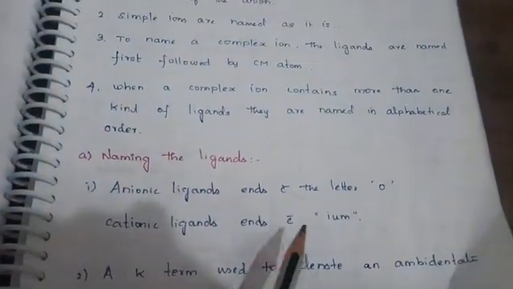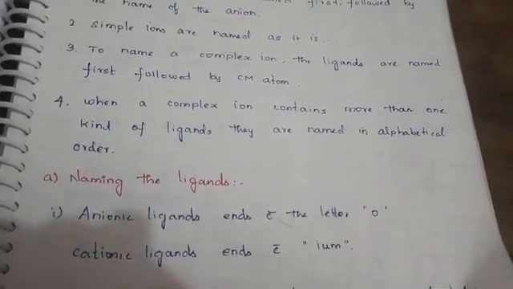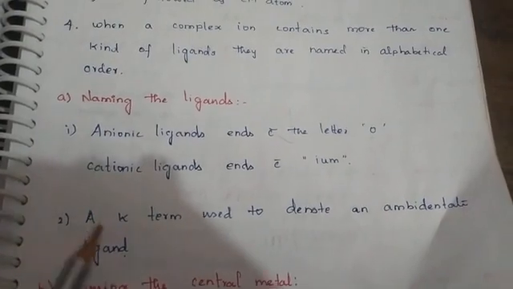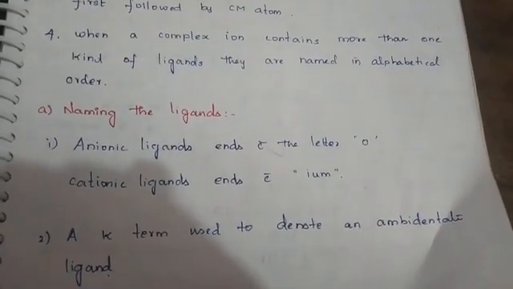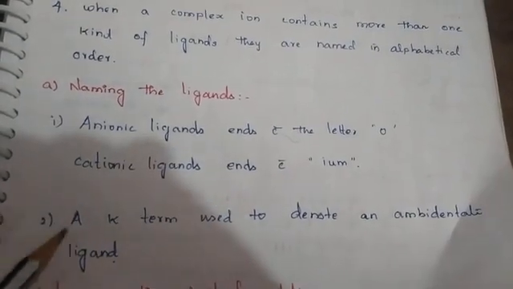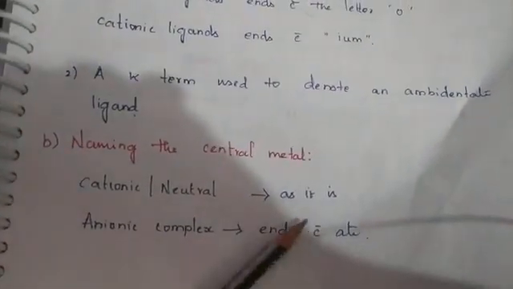Then cationic ligands end with IUM. Then a kappa term is used to denote an ambidentate ligand. When we see the example, at that time I'll explain this point, because at that time only you can understand easily. Then naming the central metal atom.